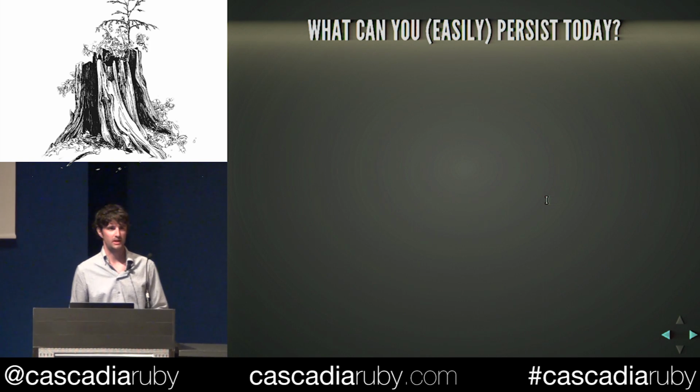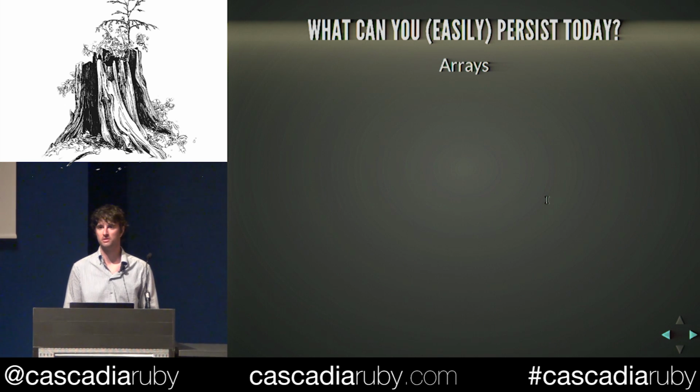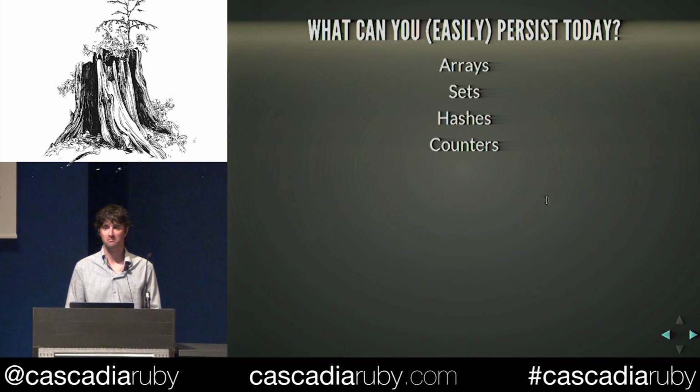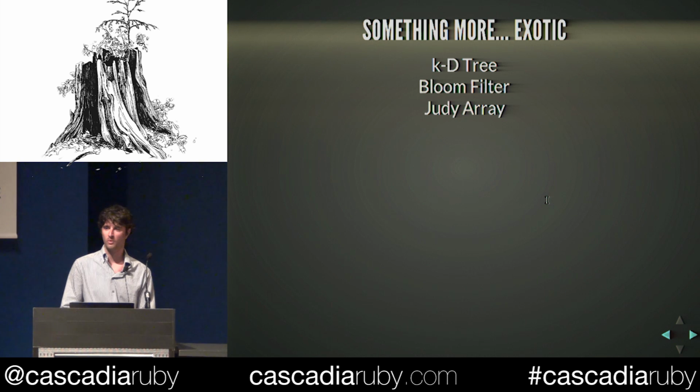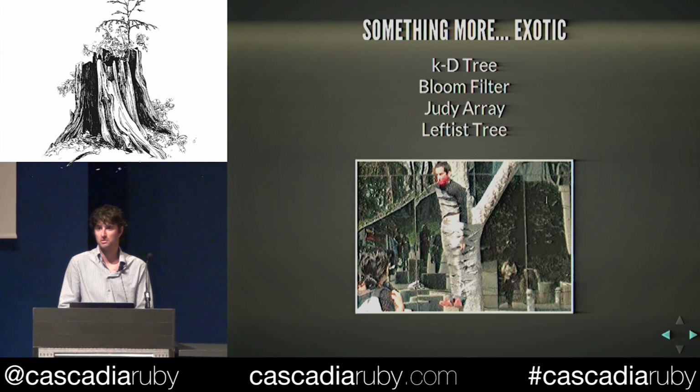So let's talk about data structures for a second. What can we easily persist today using the databases that we use? You've got arrays, basically relations, sets, relations with constraints, hashes, Postgres's HStore, that's pretty cool, Mongo, counters, maybe you've got to lock a table. I suppose you could use Redis for that. Sorted sets, now you're kind of running into constraints and ordering maybe. Well, what if your app has something more exotic? Something like a KD tree or a Bloom filter? What if you mess around with Judy arrays or leftist trees?